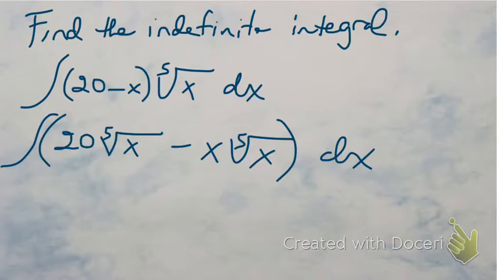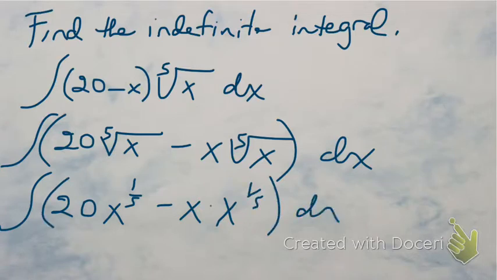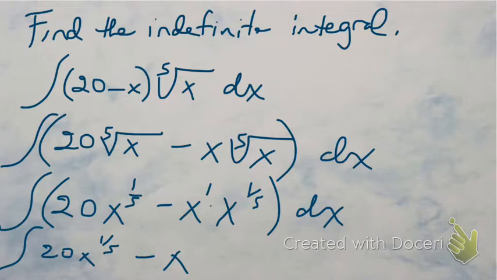Now then, that's the same as 20x to the understood 1/5, take away x times x to the 1/5. If they're really close, they are multiplied. And when we have matching bases multiplied, our job is to add the exponents. We don't see an exponent here, but it's understood to be 1. So we've got 1 and 1/5, or we could call it 5/5 plus 1/5, which is 6/5.